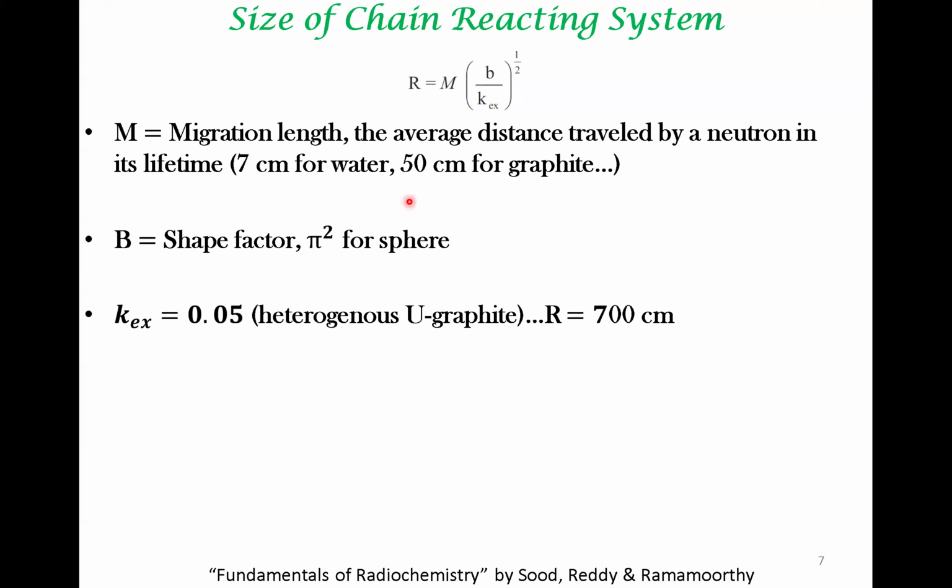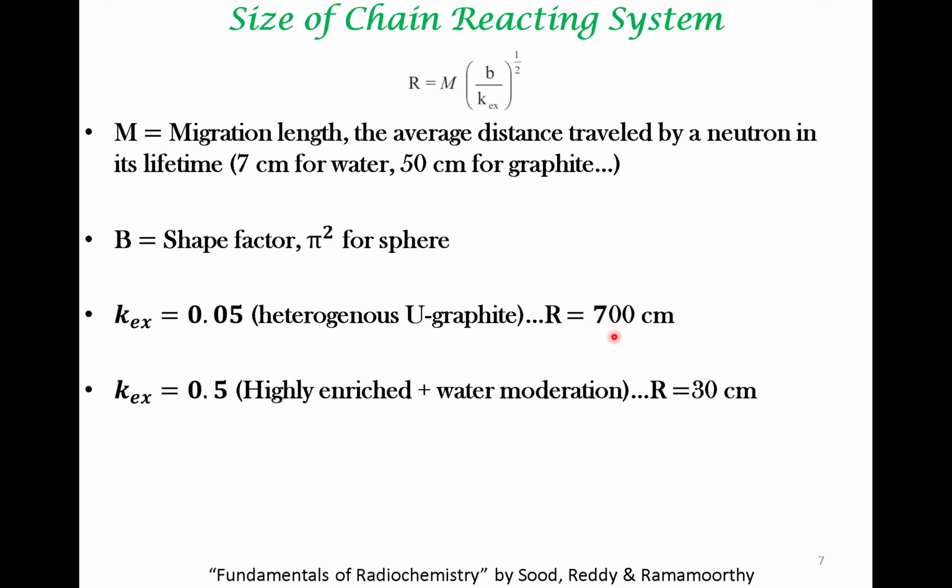If this is k-excess, by putting all these things together, you get a length scale R that gives you a size. It is about 700 centimeters. So it is not too large, but it's neither too small. So if you want to make it smaller, you want to have greater k-excess. That is possible with highly enriched fuel and water moderation. Okay. Here you have R as 30 centimeters.